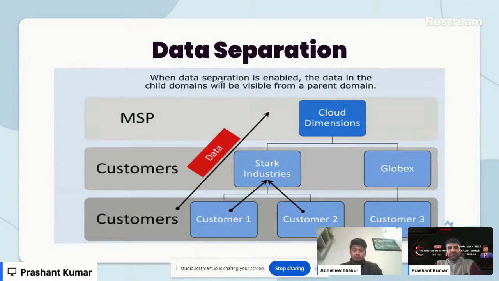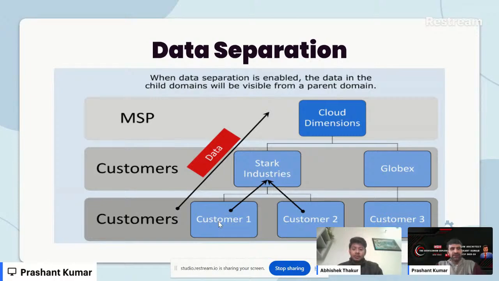So you see, when we have data separation enabled, the data from the child will be visible from a parent domain. So these are customer one and customer two. This is Stark Industries. For example, Stark Industries can see the data of both the customers.